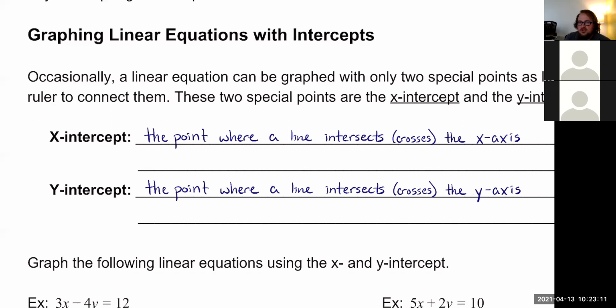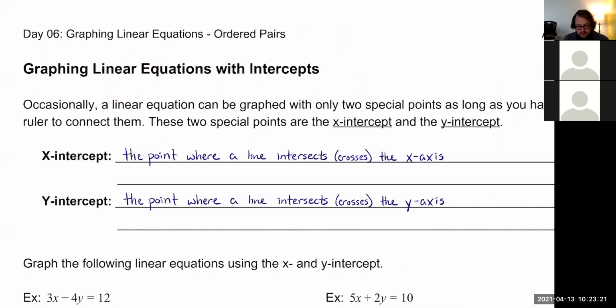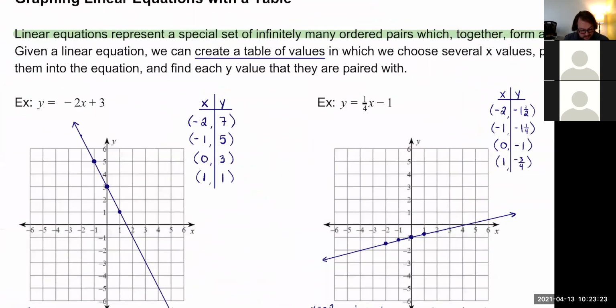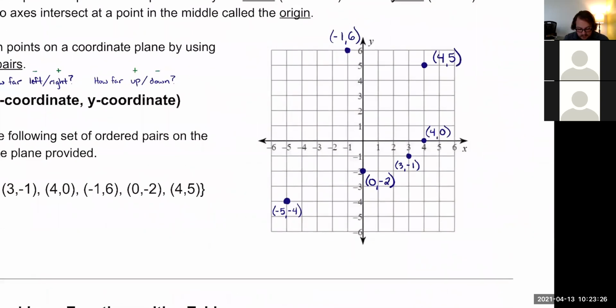Now, if you think about being trapped on the x-axis or the y-axis, there's actually a neat little trick that allows you to find these points very, very quickly. And here's the reason why. I'll come back to this in just a second. But let's take a look real quick.